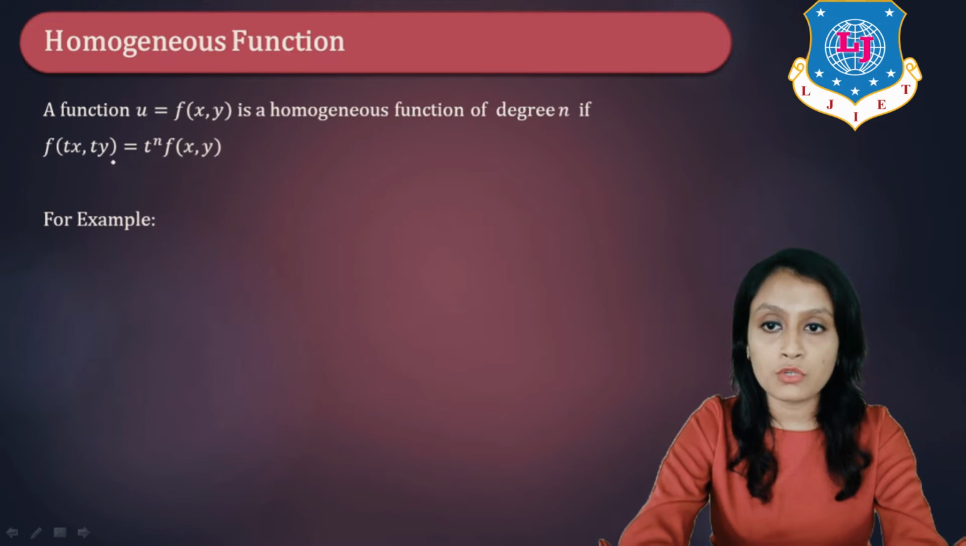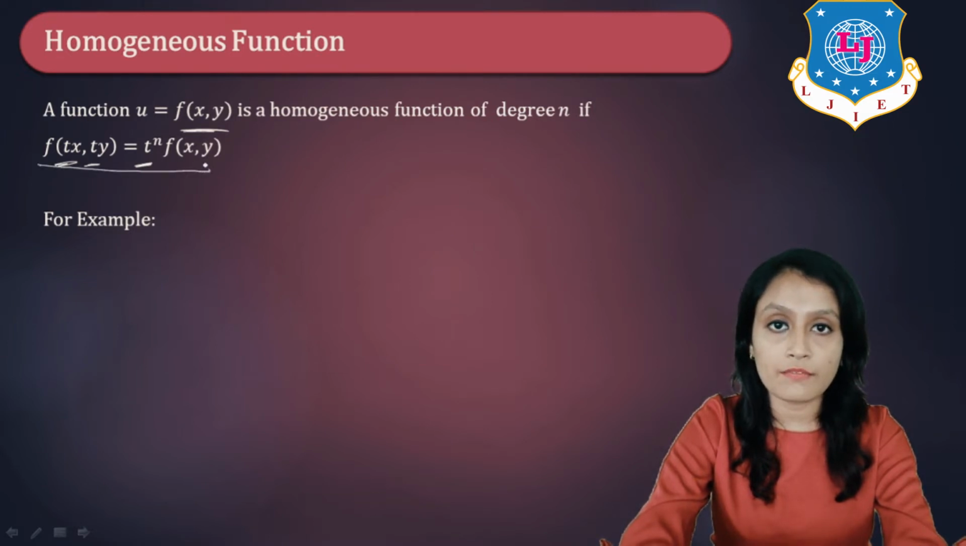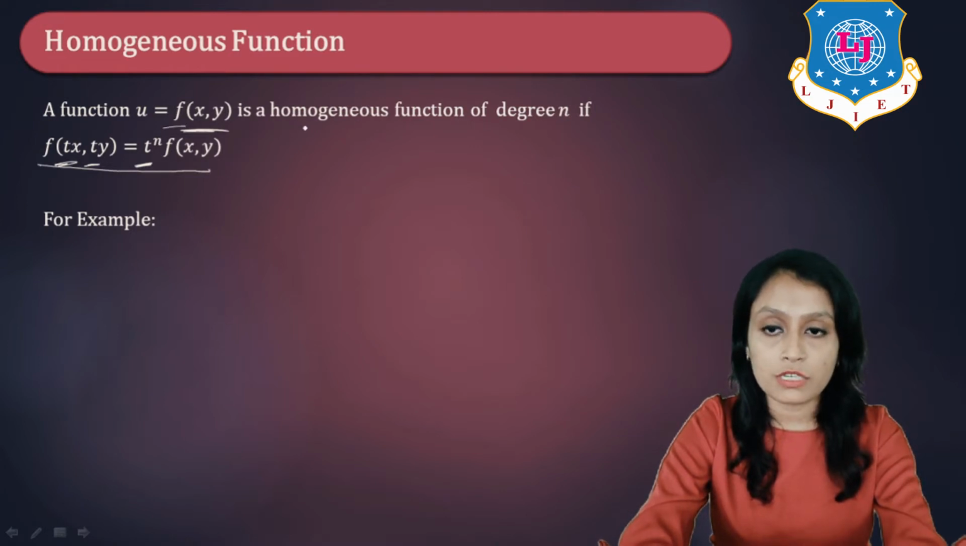So if you want to show that this function f(x, y) is homogeneous, we have to replace x by tx and y by ty, and we have to take t^n common. If you get this form, that is f(tx, ty) = t^n f(x, y), then you can see that this function f is a homogeneous function.